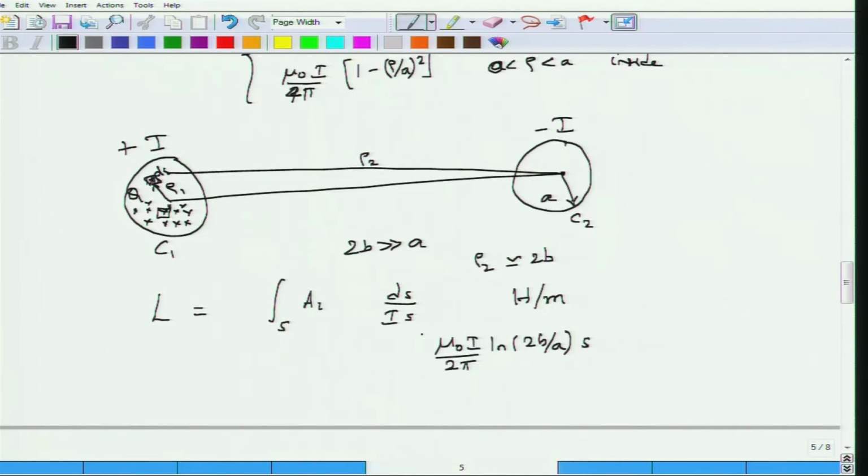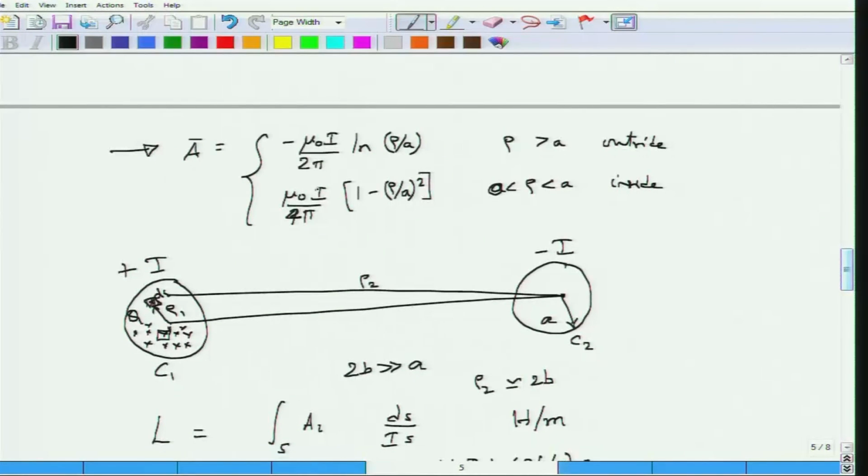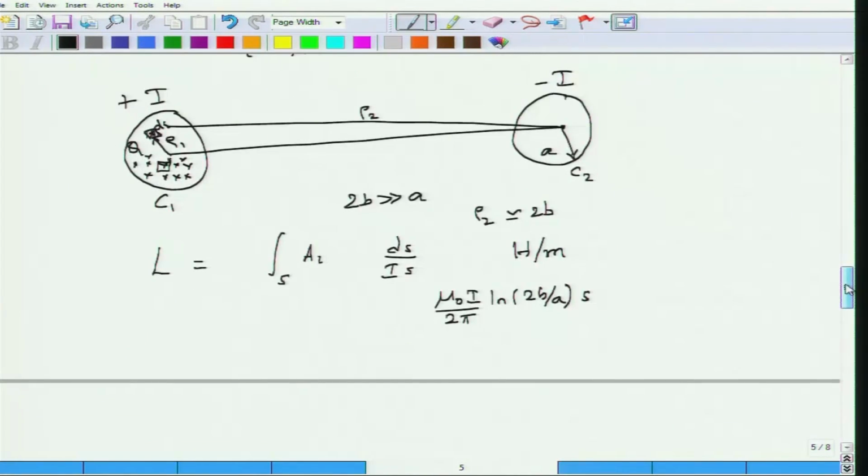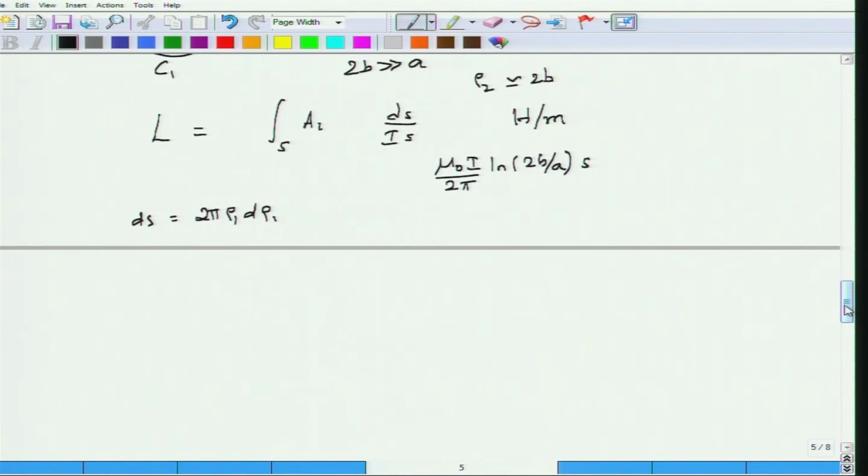And as far as the first term is concerned, I have to consider A internal, that would be given by this expression mu 0 I by 4 pi (1 minus rho by a square), and then integrate over that cross section. For the cross section, ds is given by 2 pi rho 1 d rho 1, because this is the inside integration that I am going to do, and this here I cannot neglect, and by taking rho 1 equal to a. So, I carry out this integration over the first term, so that I obtain the total integral.